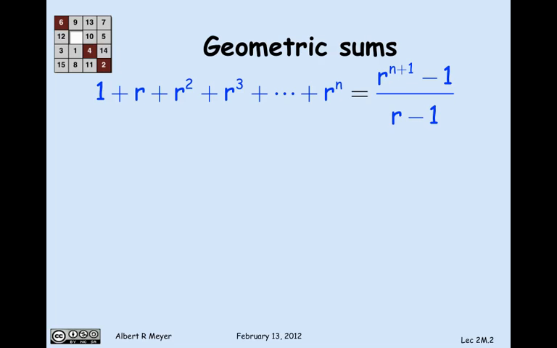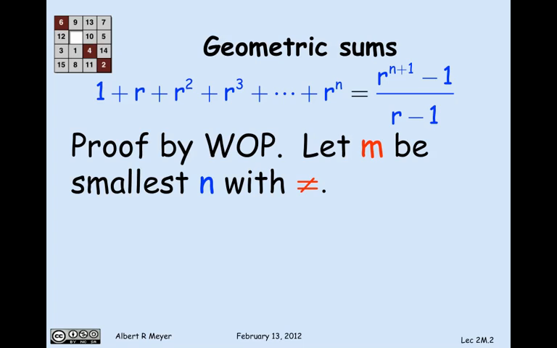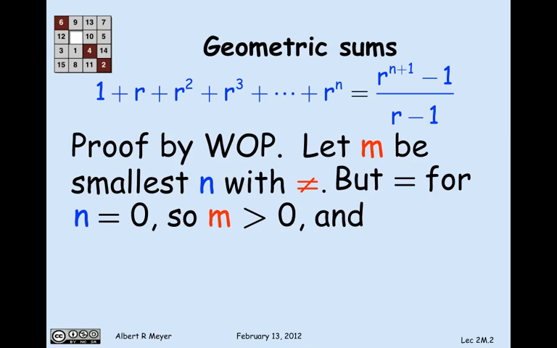And let's suppose that this identity didn't hold for some non-negative integer n. So we'll apply the well-ordering principle, and we'll let m be the smallest number n where this equality fails. It becomes an inequality. Now, what I know about m immediately is that when n is 0, the left-hand side degenerates to just r to the 0, or 1. The right-hand side, if you check it, is r minus 1 over r minus 1, which is also 1. So equality holds when n is 0, and that means that the least m for which equality doesn't hold has to be positive.